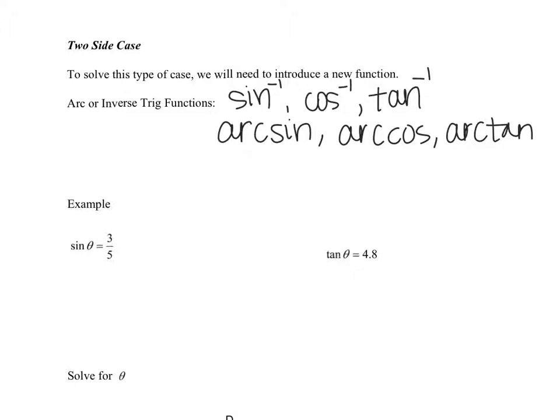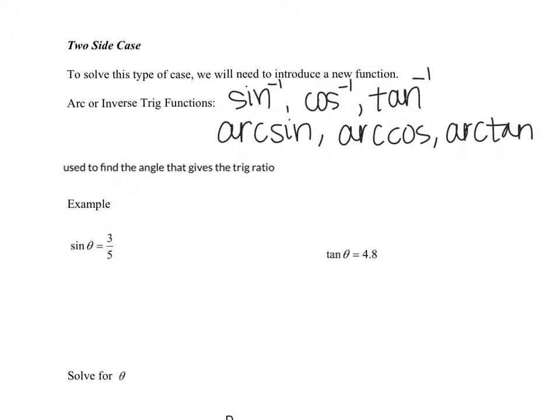They mean the exact same thing, so no matter which way you see it written, they all represent the same thing. The reason we use our arc or inverse trig functions is to find the angle that gives our trig ratio. So if you're given a trig ratio, the arc or inverse trig functions find the angle that would produce that trig ratio. Let's go ahead and look at some examples to see what that looks like.